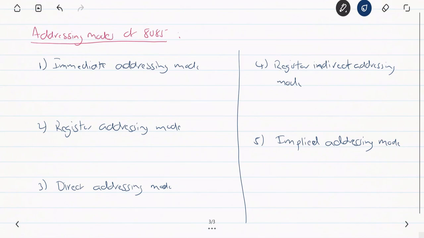In this video, we're going to talk about addressing modes of 8085. There are 5 addressing modes in 8085: the immediate addressing mode, register addressing mode, direct addressing mode, register indirect addressing mode, and implied addressing mode.